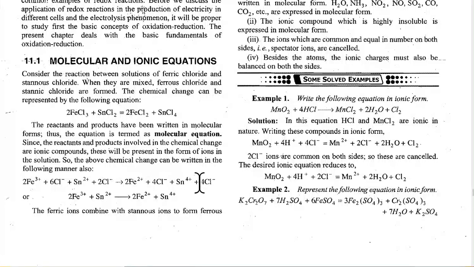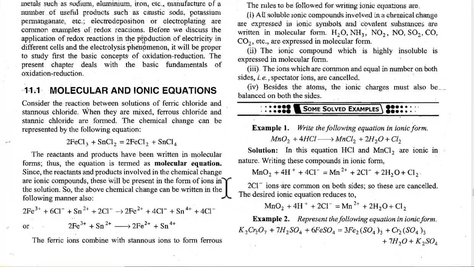But right now in this case 8Cl- is on the left hand side and 8Cl- is on the right hand side, so both cancel each other. We write only the rest of the ions: 2Fe3+, 1Sn2+, arrow, 2Fe2+, and Sn4+. So this is the way we write a molecular equation as an ionic equation.